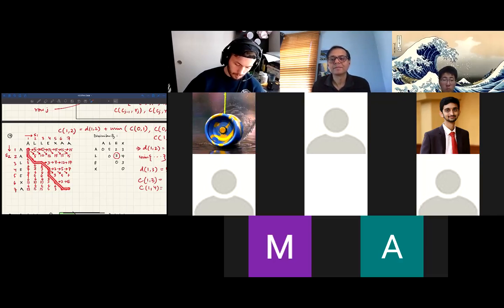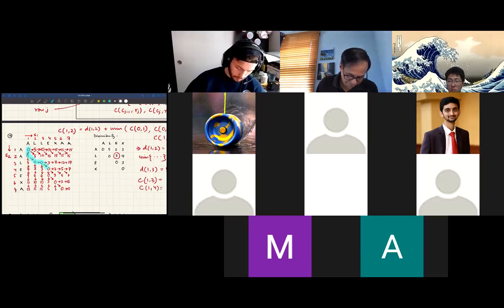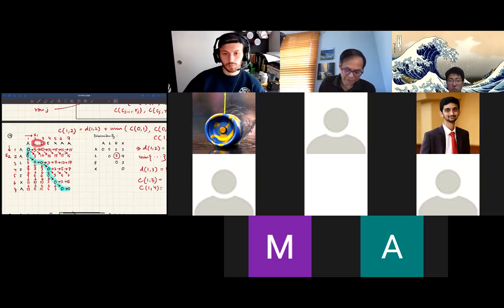That's the path. That's the same one we had before, right? Exactly. So the DTW algorithm gave you that path. And that path tells you that, look, you have to compress these two. You have to compress these two. Again, you have to compress these two. And that would make the two things align perfectly.